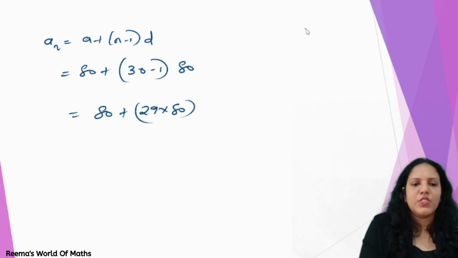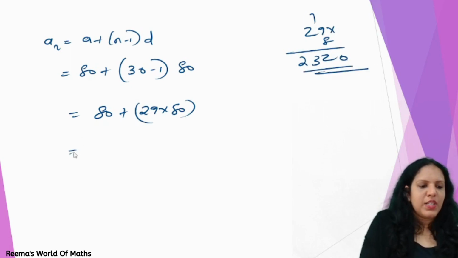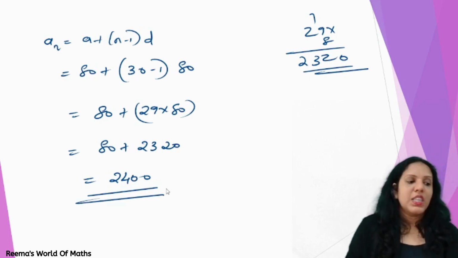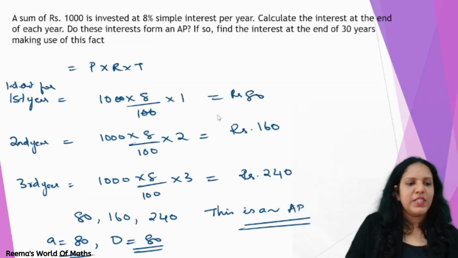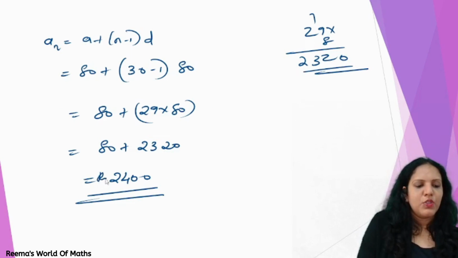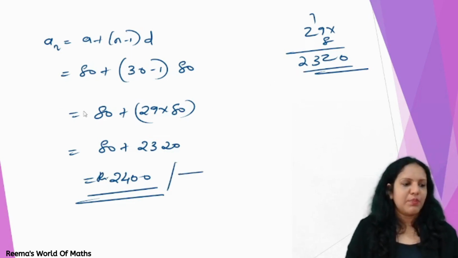So that is 80 plus 29 multiplied by 80. 29 times 8 will give you 232, so 2320. So that is 80 plus 2320, which equals 2400. They have asked us to find the interest at the end of 30 years. So at the end of 30 years, the total interest will be rupees 2400.